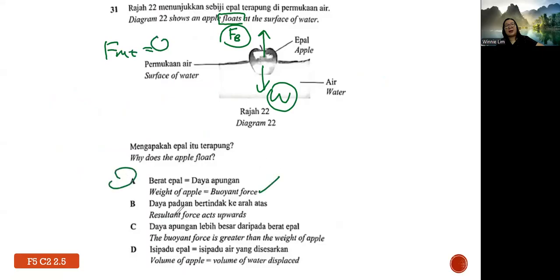A, weight is the same as buoyant force. Resultant force acting upward is not correct. If acting upward, then they will fly up already. So resultant force is 0. Then, volume of apple equals volume of water displaced is also not accurate, because only half of the apple is submerged. So this half of the volume of the apple is the liquid displaced. That's why it is not correct, unless the whole apple is submerged inside, then D can actually be considered correct.